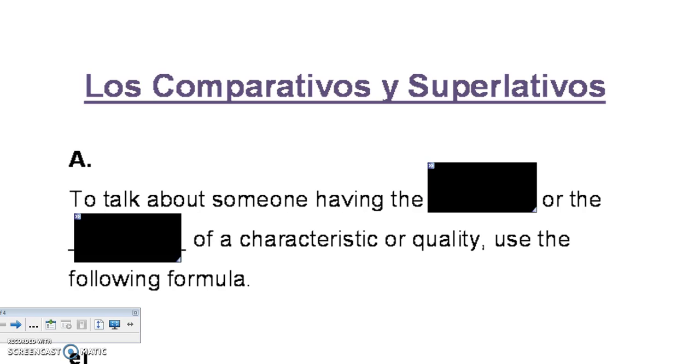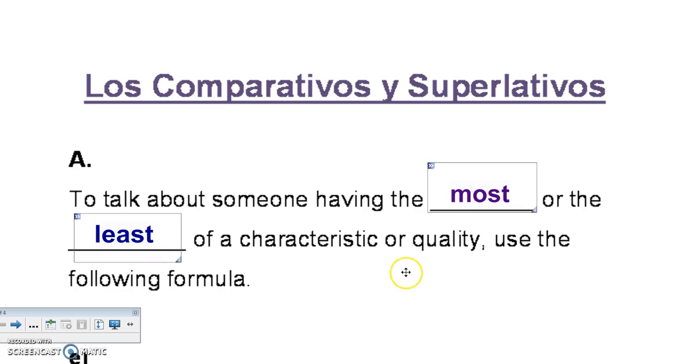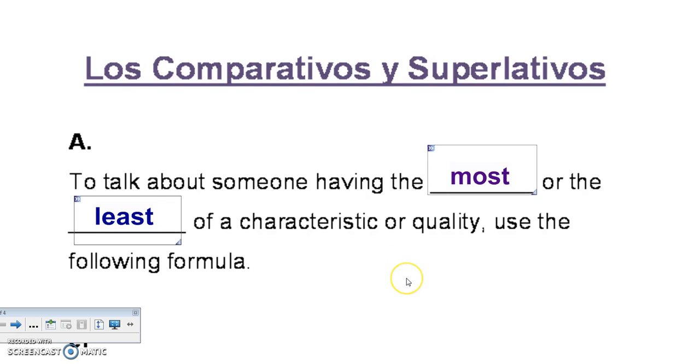And obviously, if I go too fast, you can just hit pause and then hit play again when you're ready to go. So, first of all, to talk about someone having the most or the least of a characteristic or quality, you're going to use the following formula.